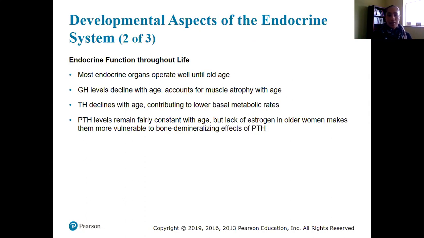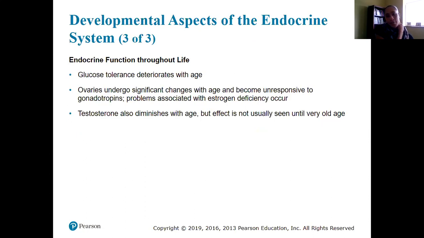The parathyroid hormone levels will remain fairly constant with age, but lack of estrogen in older women is going to make us more vulnerable to having less calcium within our bodies, which is why women are more susceptible to developing osteoporosis than males are. Glucose tolerance will deteriorate with age, meaning that as we age, we're not able to handle excessive amounts of glucose within our blood.